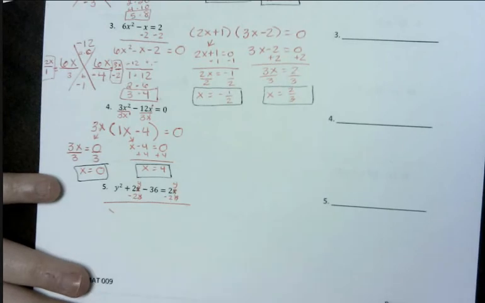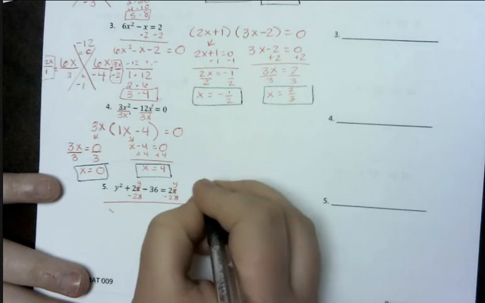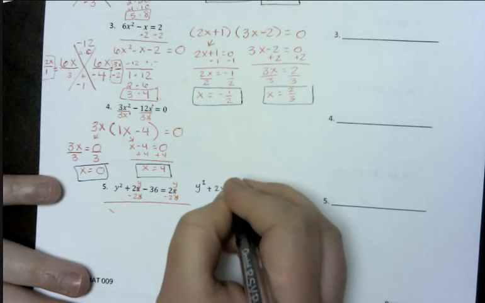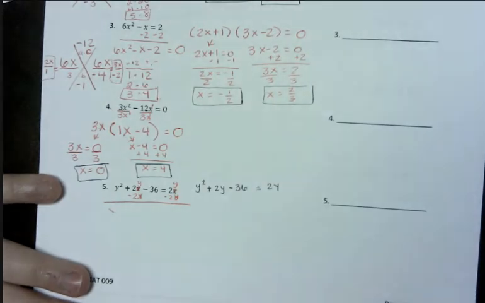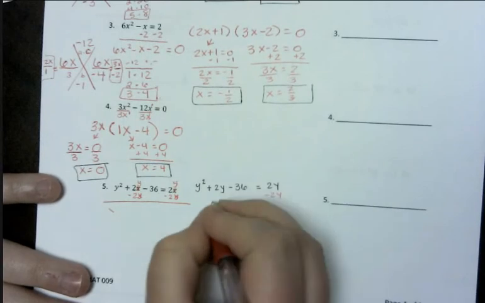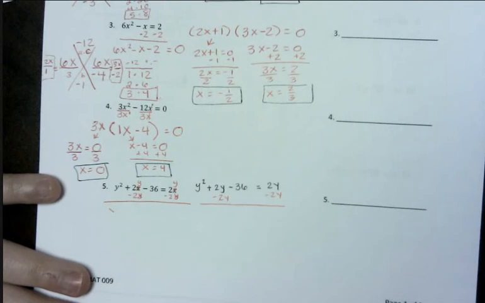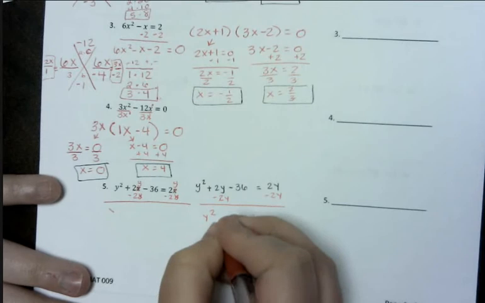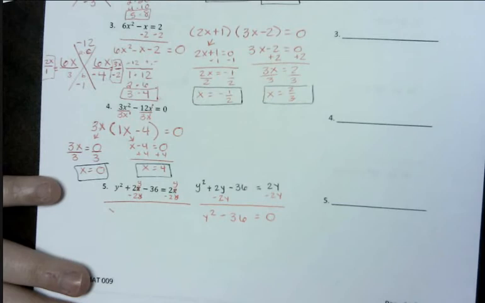So to make sure we're not confused, I'm going to rewrite this problem. So you have y squared plus 2y minus 36 equals 2y. Again, I apologize about that. So subtract 2y from both sides, and that gives you y squared minus 36 equals 0. Okay?